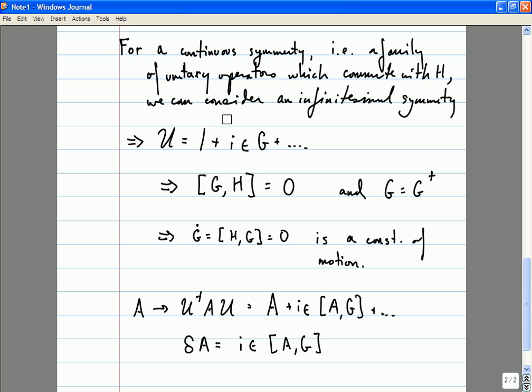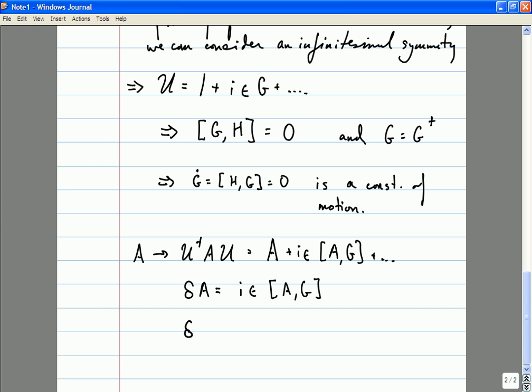Because remember, the quantization rule is that Poisson brackets become commutators: the commutator is 1 over i h bar times the Poisson bracket. So there's a 1 over i in that rule, which is why there's some relative sign, and why I'm writing the commutator of A with G instead of G with A in the comparison between the classical and quantum mechanical formulations. So, in other words, the variation of the Hamiltonian under one of these infinitesimal symmetries is equal to 0.